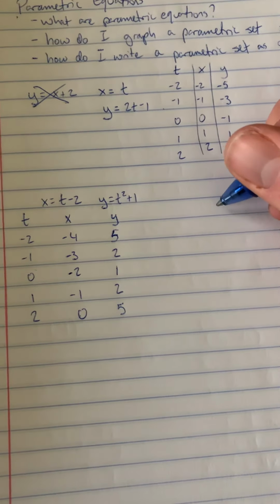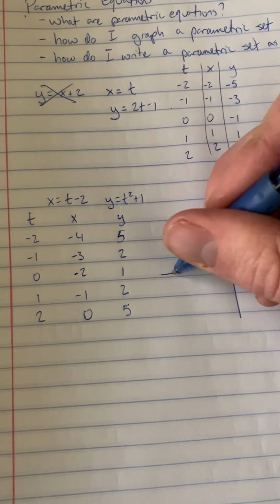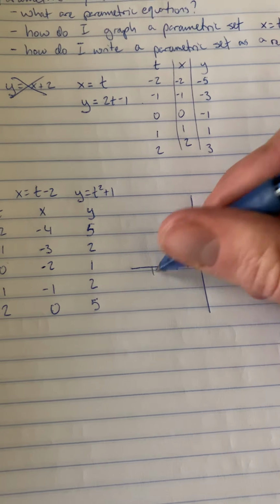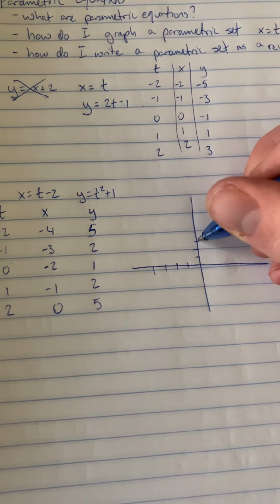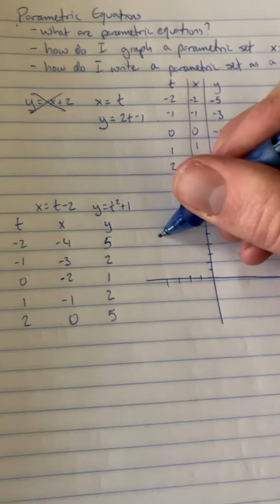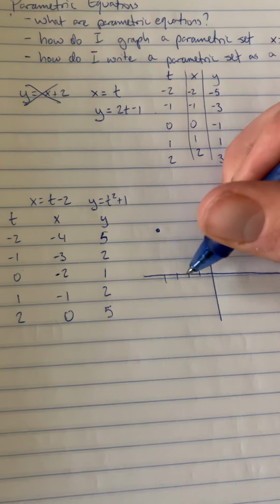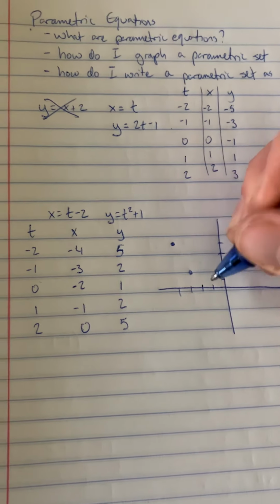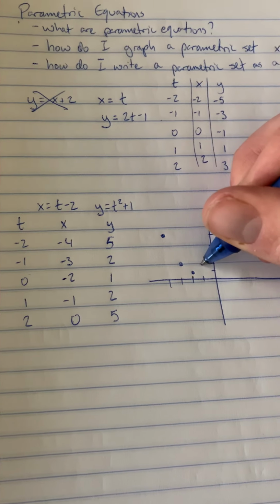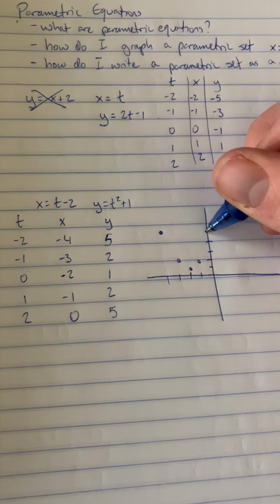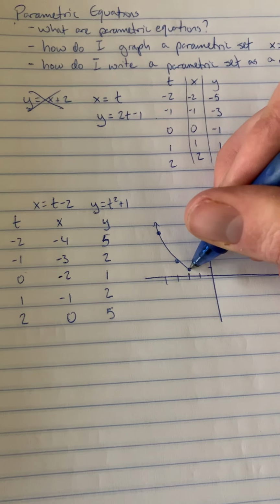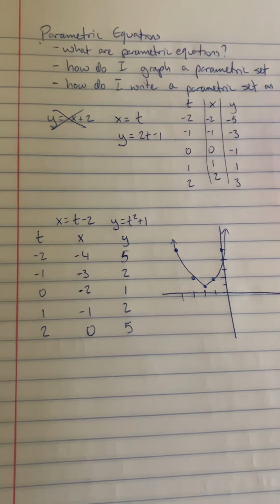So if we were graphing this, we would have a point that is at -4, 5. We'd have a point that's at -3, 2, -2, 1, -1, 2, and 0, 5. And this would be our graph. It's a parabola that's based off our parameters.